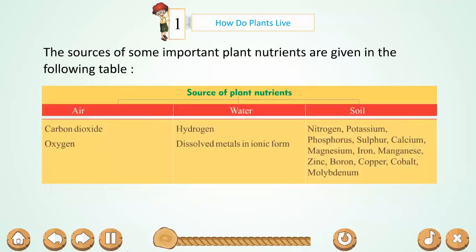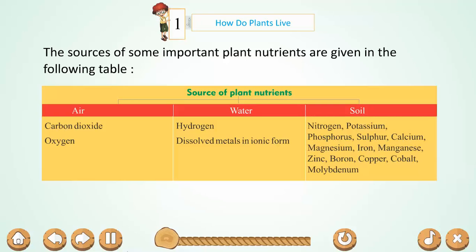Air: carbon dioxide, oxygen. Water: hydrogen. Soil, dissolved metals in ionic form: nitrogen, potassium, phosphorus, sulfur, calcium, magnesium, iron, manganese, zinc, boron, copper, cobalt, molybdenum.